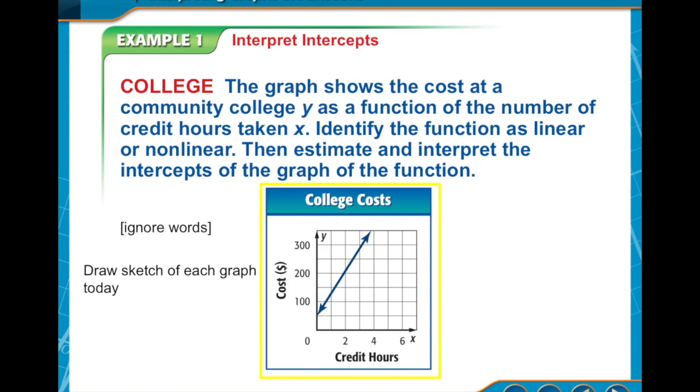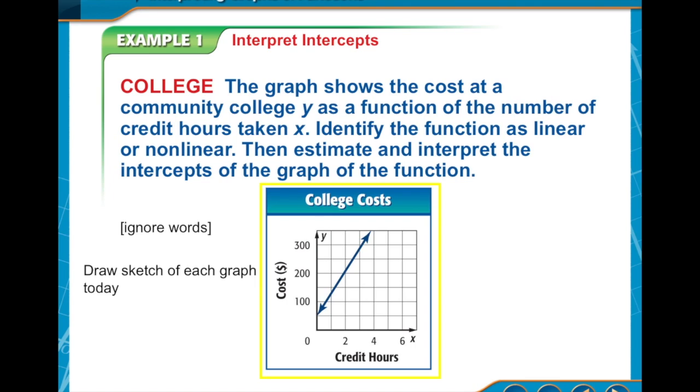So our first example, don't worry about writing the words, but we do need to discuss it so you understand what we're talking about. What you do need to do is draw a mini sketch of our graph here so that you can have that written down, and then when we write what's happening, you can look back and understand the behavior of what you're describing.